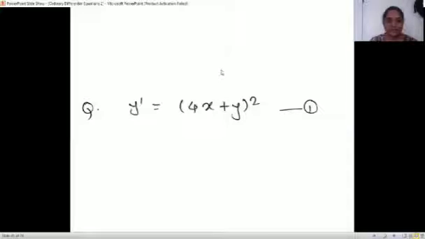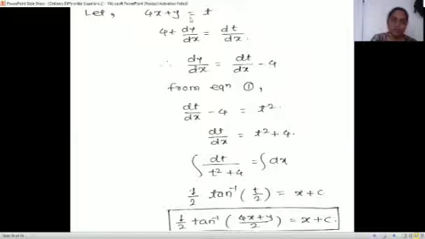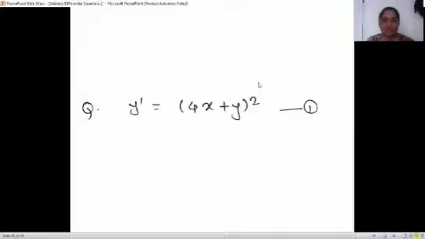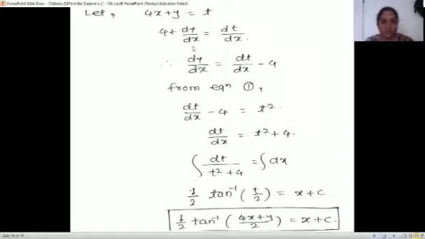Okay, then let me go to the answer. So 4x plus y is something different, where we cannot separate this as square is there. So we have to substitute something for that. So 4x plus y we'll write as t. So we'll get 4 plus dy by dx is dt by dx. Therefore dy by dx is dt by dx minus 4, and therefore substituting all these values in the original equation, we get dt by dx minus 4 is equal to t square, right? That's what we get, dt by dx is t square plus 4.